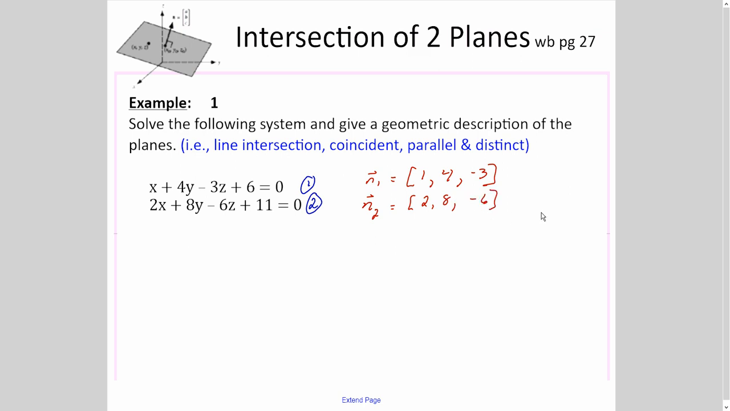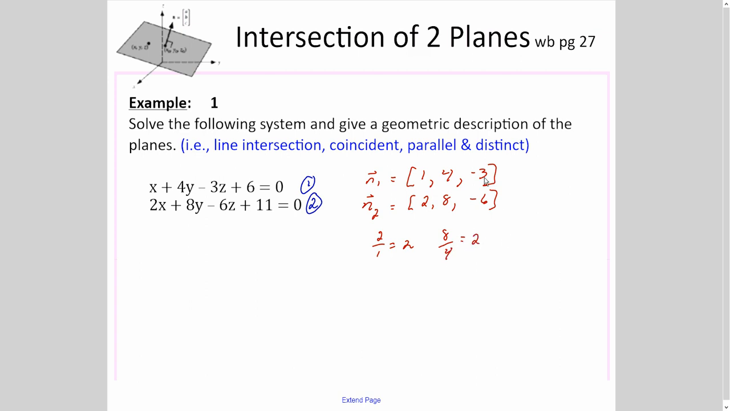Now hopefully you can see that normal vector 1 is a scalar multiple. We could do a multiple of this to get down to 2, 8, and negative 6. One way of showing this, and we've gone over this before, is if I take the larger of the two, I'm going to take my x values and go 2 divided by 1, and that gives me 2. Then I'll take my y values and go 8 divided by 4, and that gives me 2.